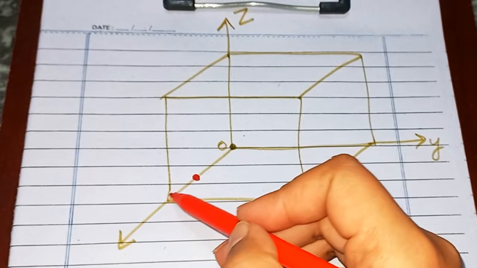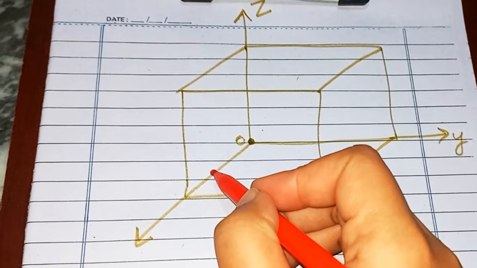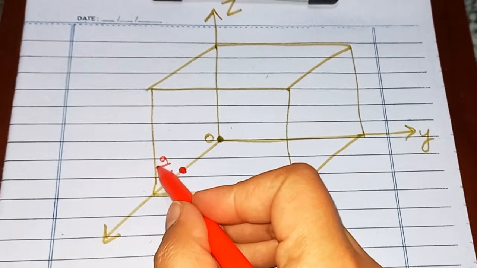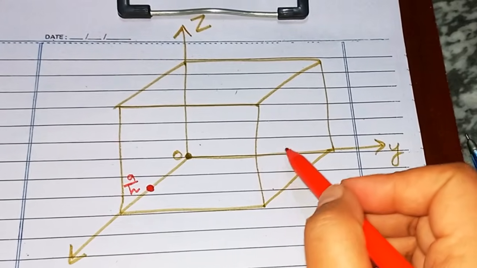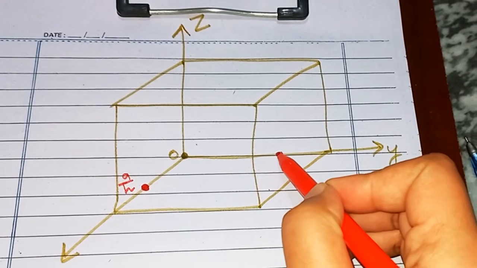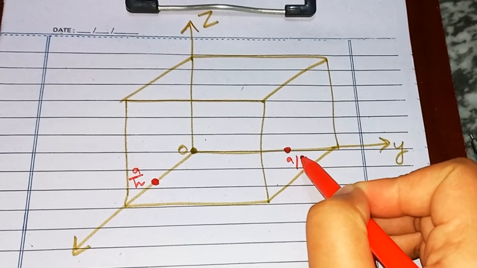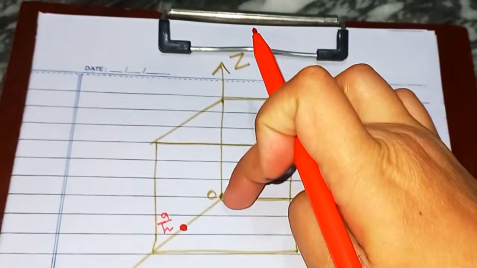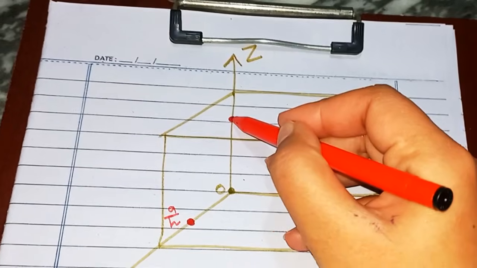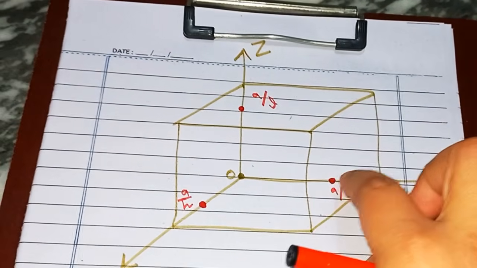The x-intercept always lies on the x-axis, so I randomly choose this point. Let's say this is a by h. This is the x-intercept. Now we have the y-intercept, which is a by k, so I randomly chose this point. Let's say this is a by k. And on the z-axis I'll randomly choose some point, and let's say it is a by l. h, k, l.